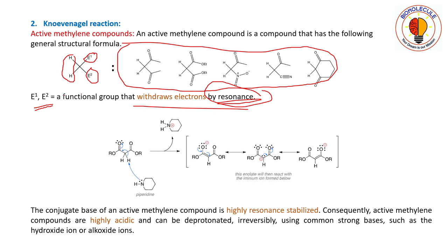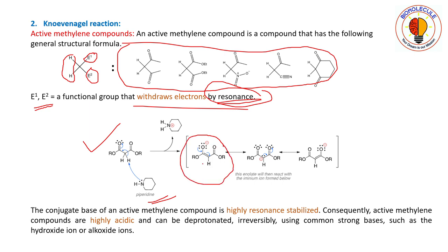So to make the methylene group acidic, that is, to make the methylene group active, we have to use an electron withdrawing group which withdraws electrons via resonance. If we look over here, this is the active methylene group. If we give piperidine as base, then through its lone pair, nitrogen will abstract this proton, and thus we will get the enolate form over here.